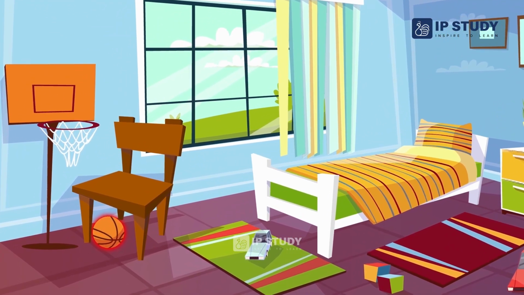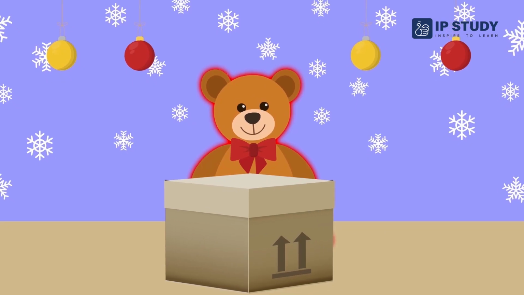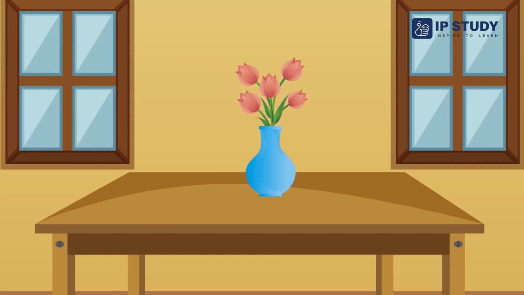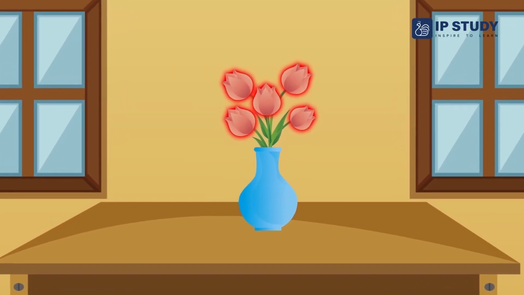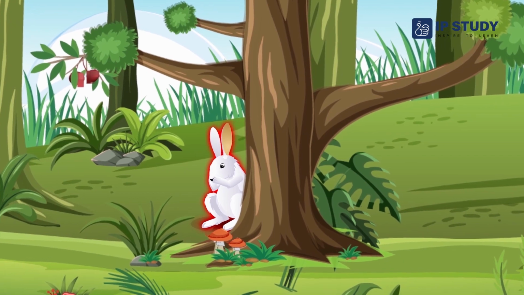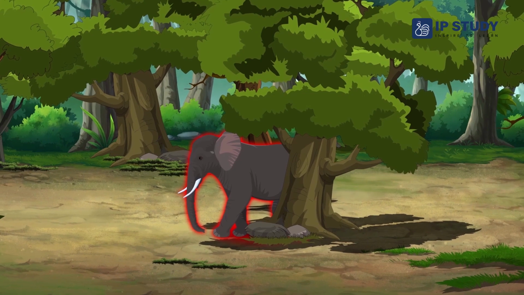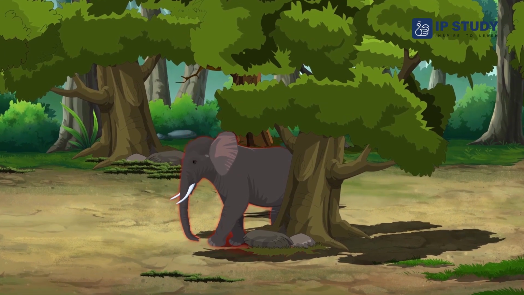The ball is under the chair. The toy is behind the box. The flower is near the vase. The rabbit is behind the tree. The elephant is behind the tree.